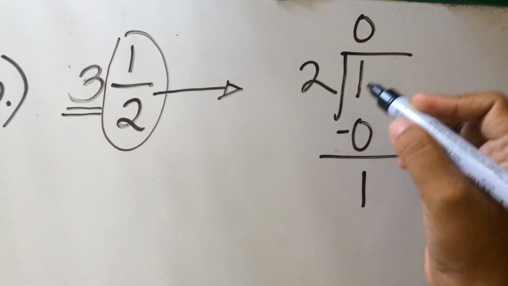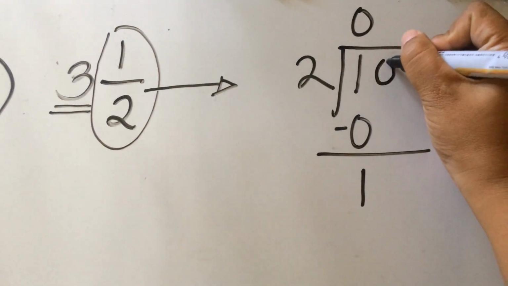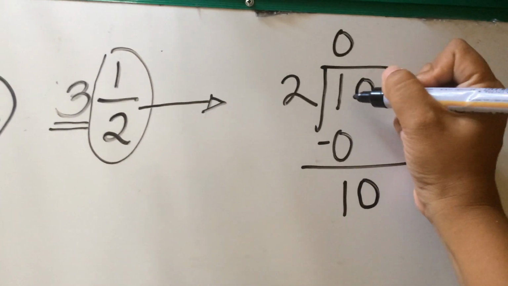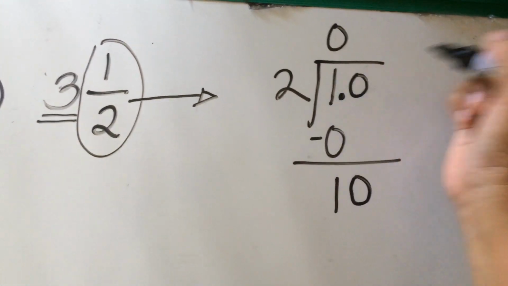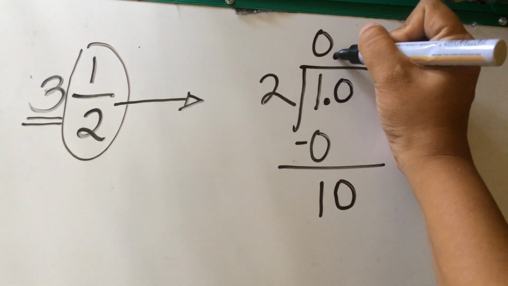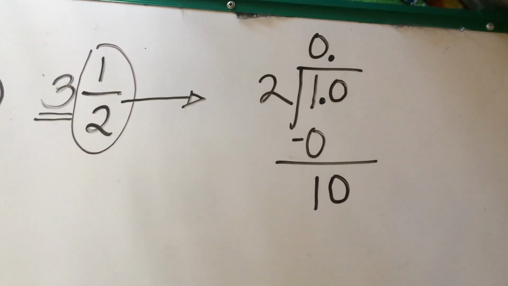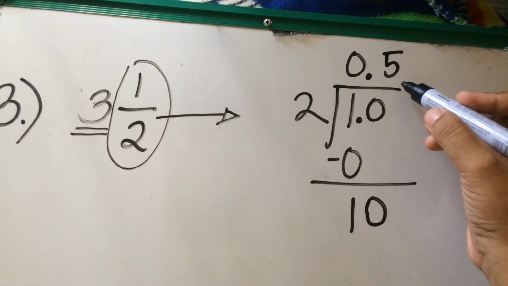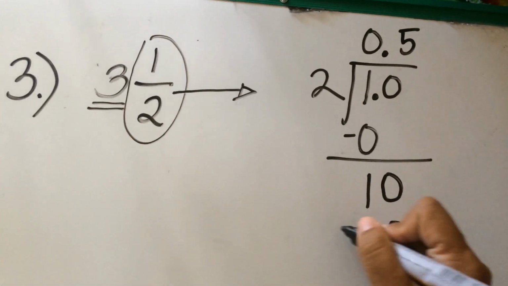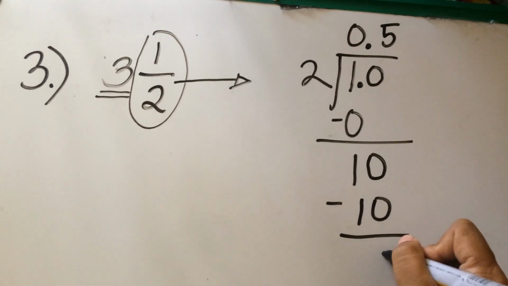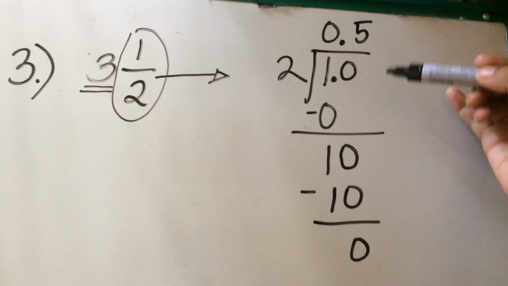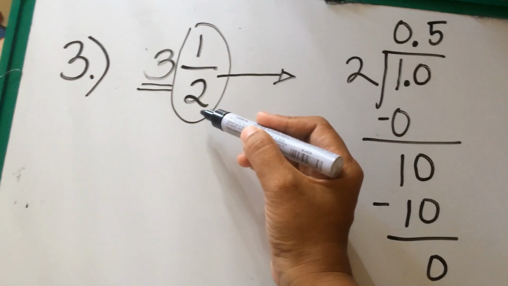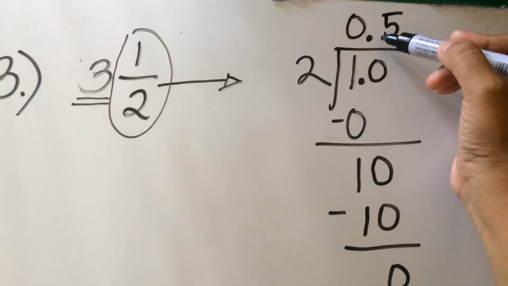Since we cannot divide 1 by 2, we're going to add 0 here and bring it down here. Now, since we added 0, please do not forget that we need to add a decimal point there and a decimal point also up there. So we have now 10 divided by 2 is 5. Then multiply 5 times 2 is 10. We're going to subtract, so 10 minus 10 is 0. Since we already have a 0 remainder, we stop dividing now. So 1/2 in decimal is 0.5.